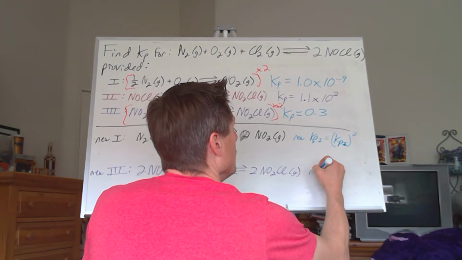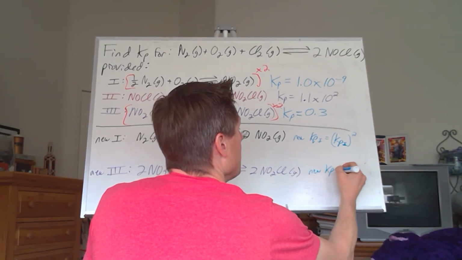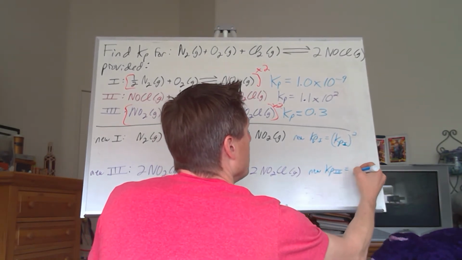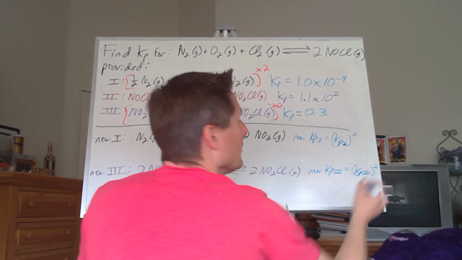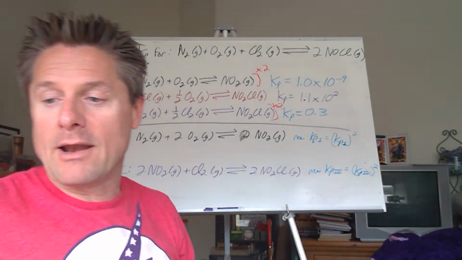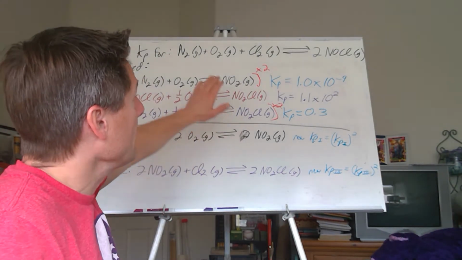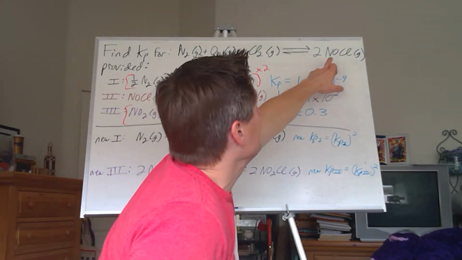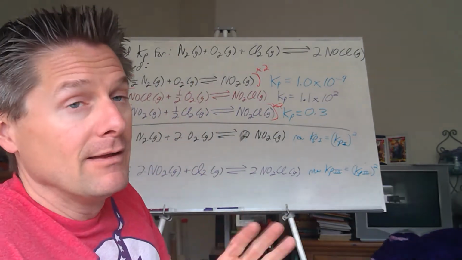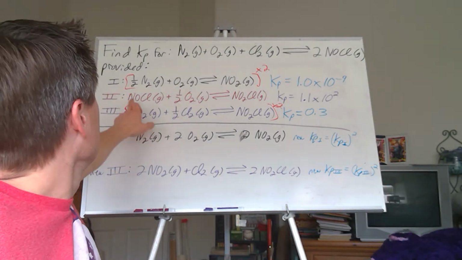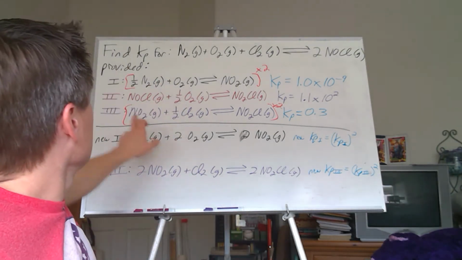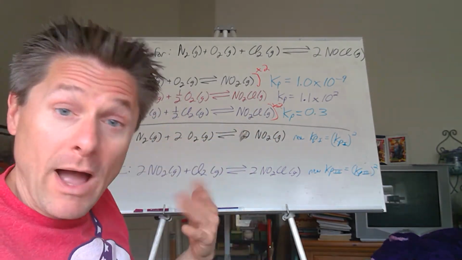So my new Kp3 will be the original Kp3 squared. Right on. So now let's focus on this last species. I need 2 moles of NOCl on the right-hand side. So let's take a look. Equation 1 doesn't have NOCl. Equation 2 does, right? Equation 3 does not. So I can work with this.